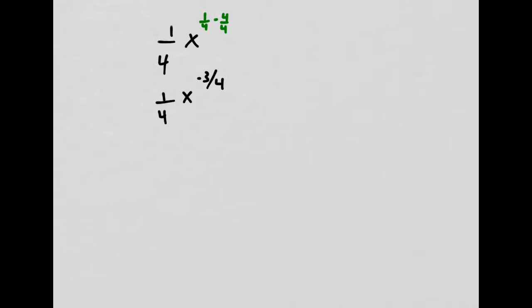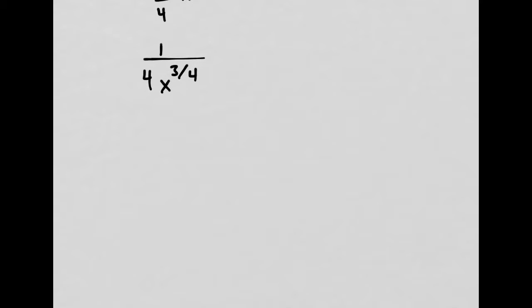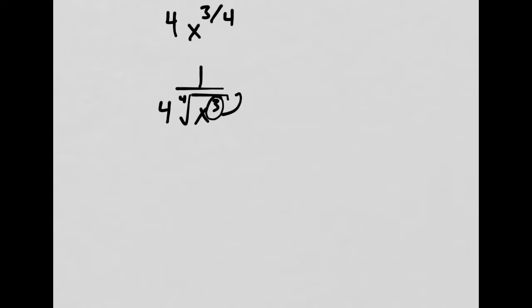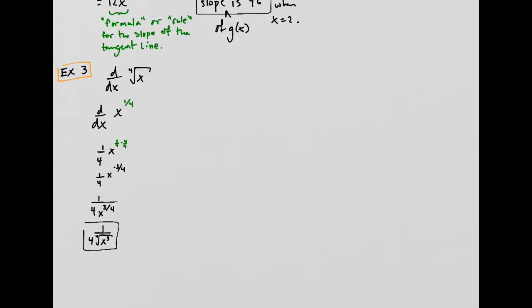3/4. So if it's a negative exponent, then that's just 4x to the 3/4. And if I want to change it back to a radical, I'd have 1 over 4, and I could have the fourth root of x to the third. Hopefully you understand that. Or the 3 could be on the outside there. But there you have it. That's the derivative. That's how you do that with the power rule.